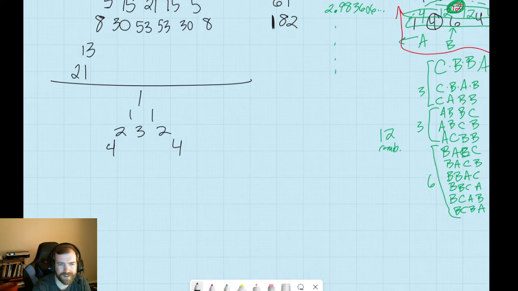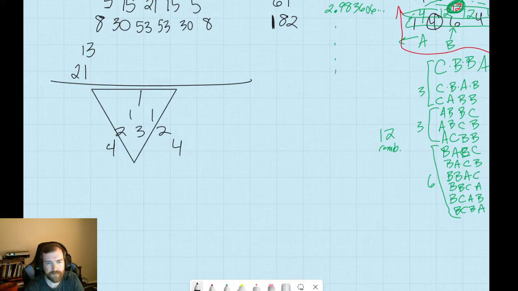So we go like that. All right, so this is our new triangle. So then we go, okay, this is going to be 2, 3, 1, 1, 1. So 5, 6, 7, 8. 4, 8, 8, 4. All right, cool. Then next row down.